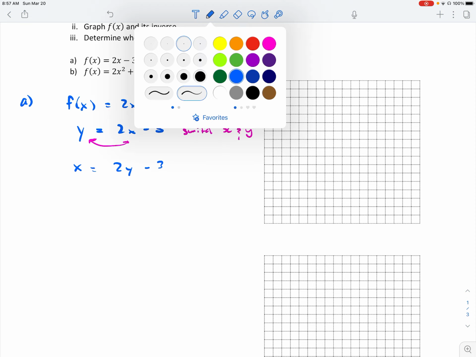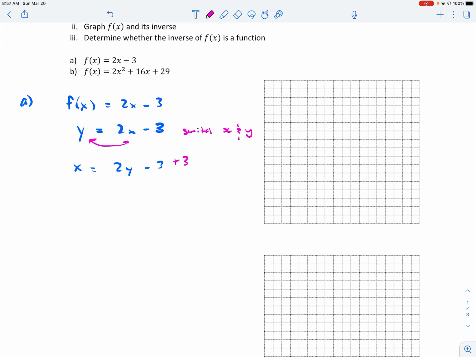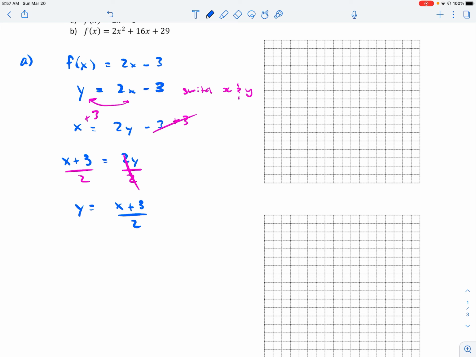So the next thing we want to do is just add 3 to both sides. That'll cancel this out. Add 3 to that side. So then we have x plus 3 equals 2y. And as you might have guessed, divide both sides by 2. That will get rid of this. So now y is isolated. Okay. And don't forget this last step. We want to write this as the inverse. It's very important that you write it as the inverse because it is the inverse function. Okay. So that is the inverse of the first one.